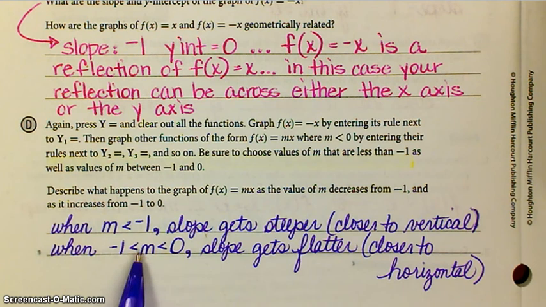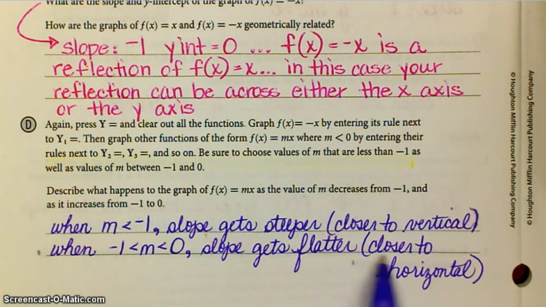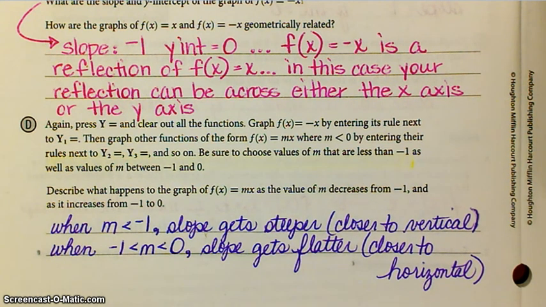When m is greater than -1, but less than 0, so basically when the value of m is between -1 and 0, then the slope is going to get flatter because the slope is a decimal value, okay? And it's going to get closer and closer to horizontal the closer it is to 0.